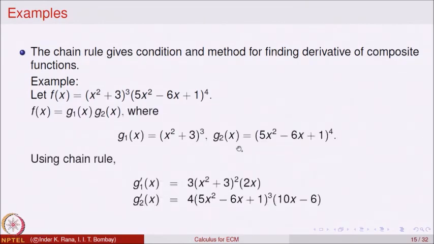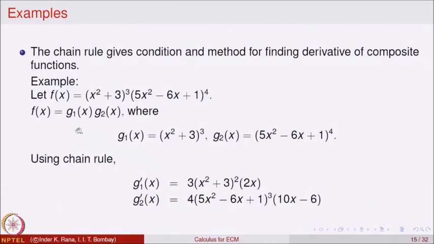Similarly, I can compute the derivative of g2 of x. g2 is this function, so its derivative is, this power comes down as 4 into (5x square minus 6x plus 1), the power reduces by 1. So this is as if I have treated this as a variable u, so the derivative of the power function, but we are differentiating with respect to x, so derivative of this with respect to x, that is 10x minus 6. So that is derivative of g1 and g2.